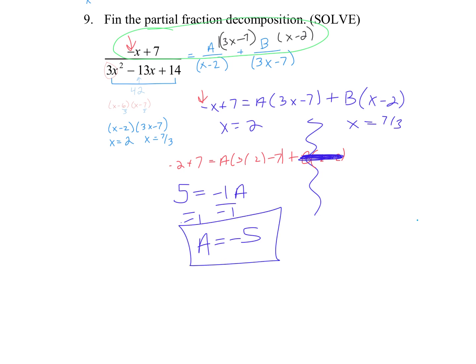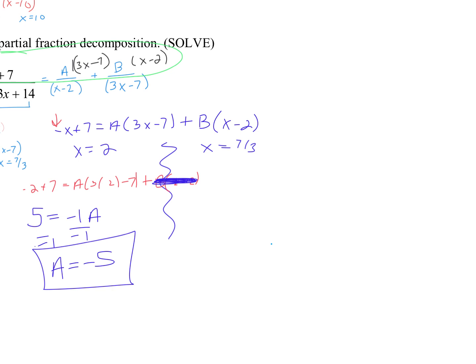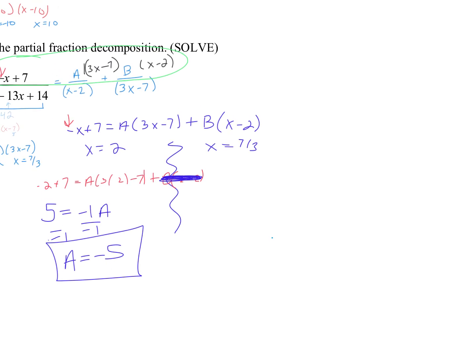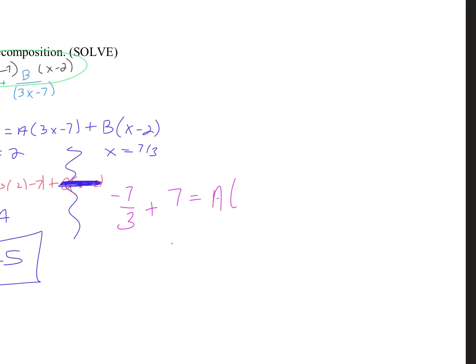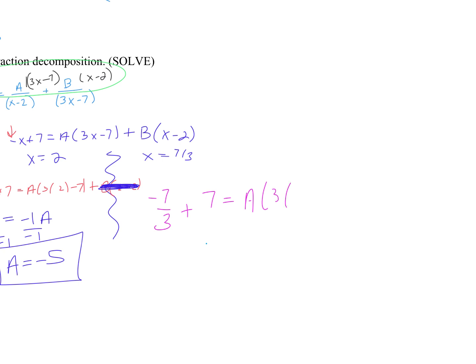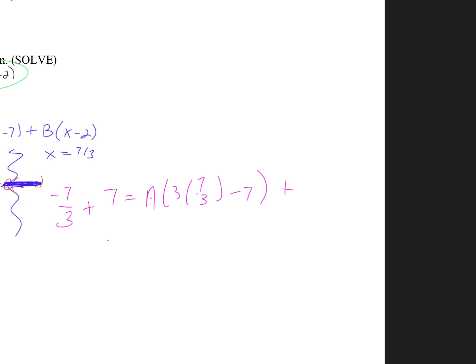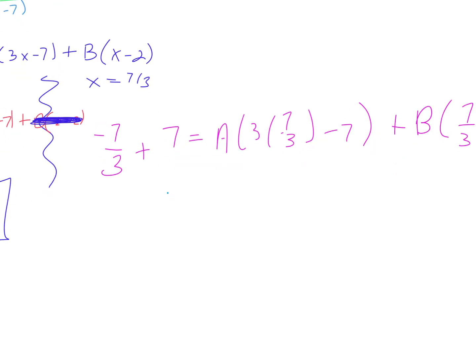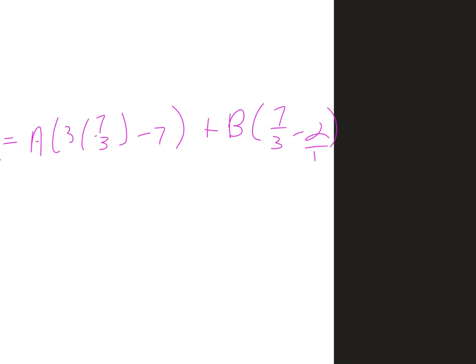Now the other one's not going to be as pretty. Just relax. You guys will be all right. We have to evaluate now using 7 over 3, a fraction. Okay, so I'm going to say negative 7 over 3 plus 7 equals A times 3 times 7 over 3 minus 7 plus B times 7 over 3 minus 2.